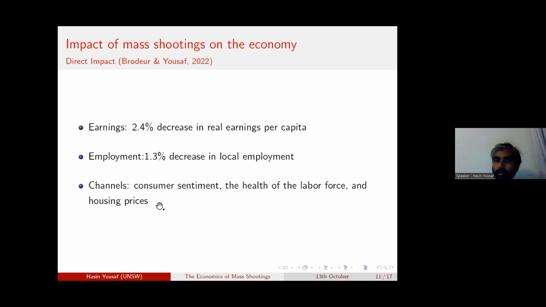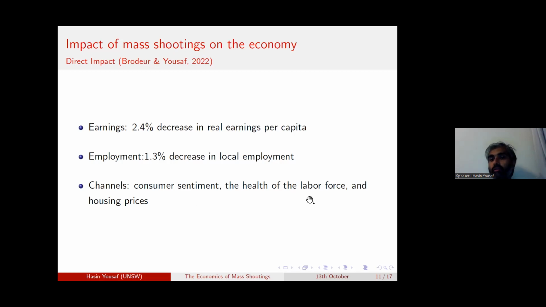Among the channels that contribute to the effect on the economy is consumer sentiment. If mass shootings occur in those counties, people are more pessimistic about their financial future. They want to stop purchasing durable and investment goods. That has a direct impact on the local economy because people don't want to make those investments, and they are more pessimistic about their future. So there is a decrease in local spending, and as a result, a decrease in earnings and employment.